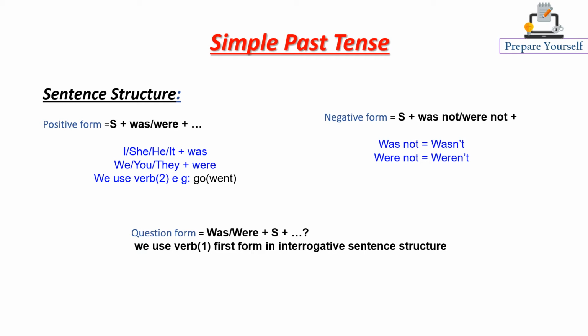Let's have a look now at the question form of the sentence. Was or were plus subject plus sentence. Now we can see we use verb 1 form in the interrogative sentence structure. One should pen down these sentence structures so that they can use them while constructing a sentence properly.